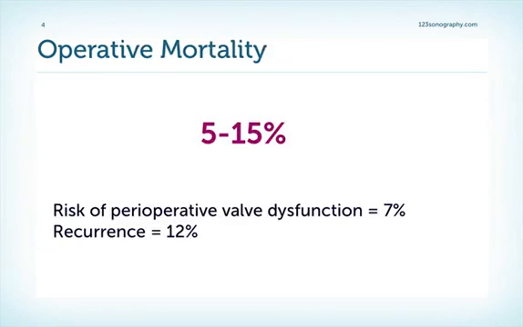But just to give you a better feeling for how high the risk of surgery is, here is the mortality data. Approximately 5 to 15% of patients die. Now, of course, you have to weigh that against the risk of not operating, and remember, endocarditis itself has a fairly high mortality. The risk of perioperative valve dysfunction is 7%, and the reoccurrence rate is 12%.